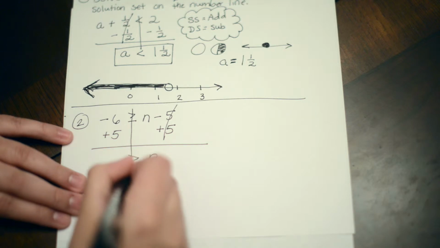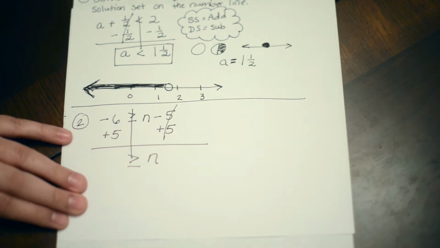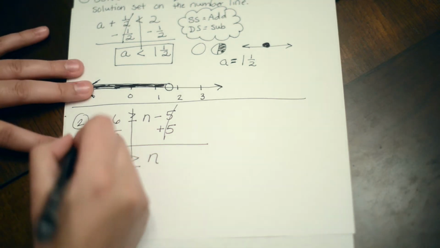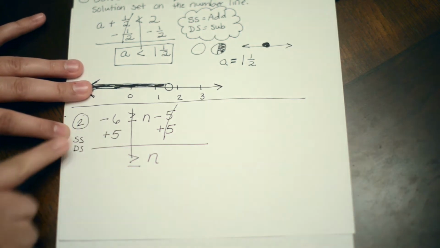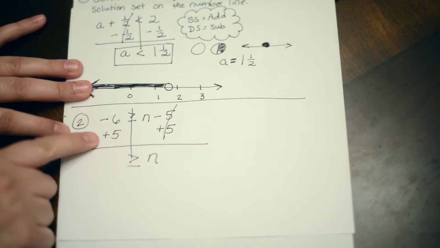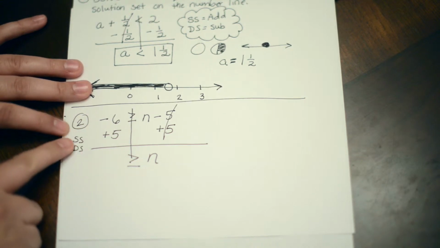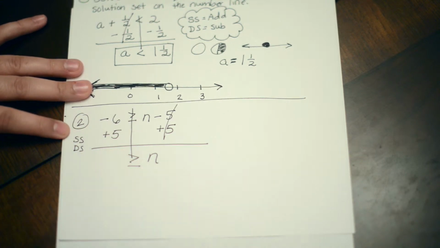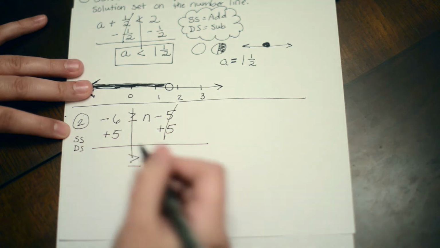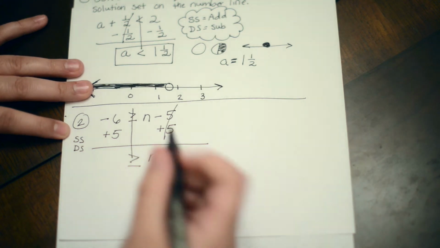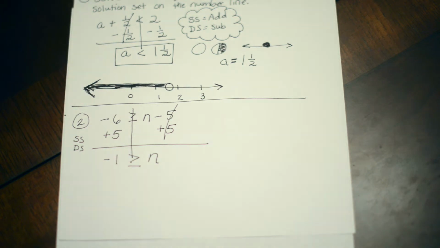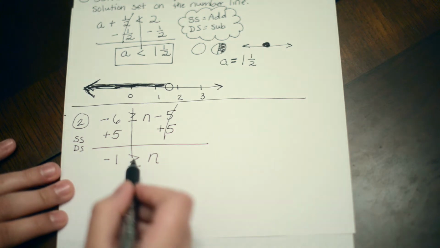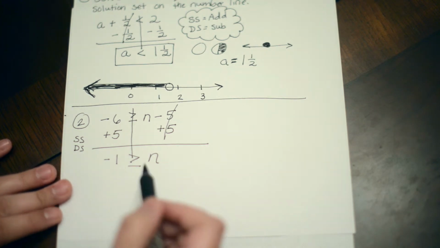You're going to bring down your inequality symbol exactly the way it looks. And then you're going to do your rules. Same sign you add, different signs you subtract. So here we have a -6 and a +5. So are we going to add or subtract? We have to subtract. Keep the sign of the bigger number, which means the number that is farther away from 0. So you have -1. So your solution here is -1 is greater than or equal to n.